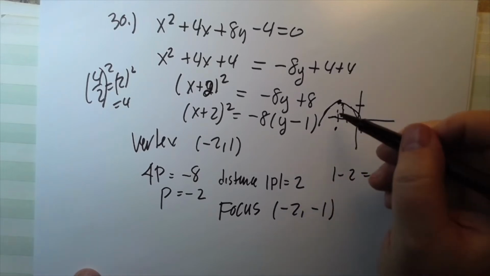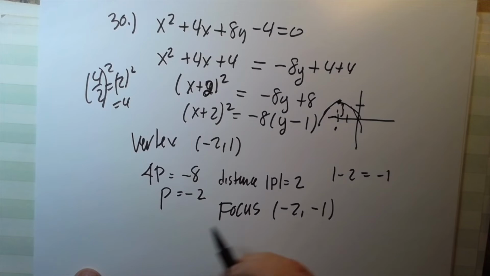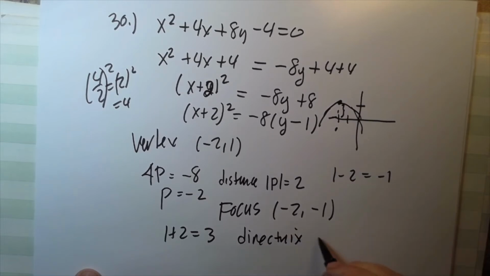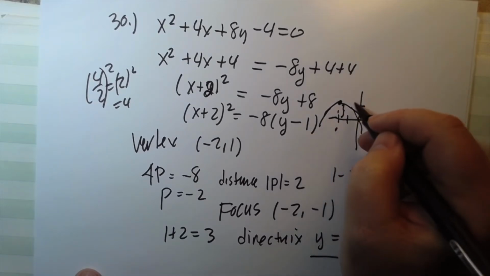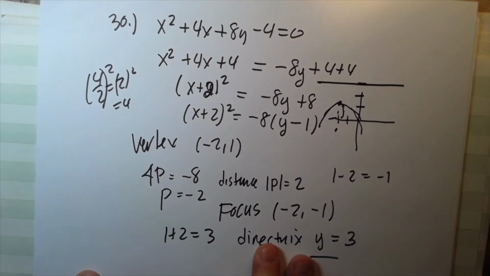Now for my directrix, I add 2 to the y value. So I'm going to take 1 plus 2, which is 3, and so I get my directrix, which is y is equal to 3. So here's what we have. Our vertex is at 1, and the directrix is 2 above it, somewhere above it like that.